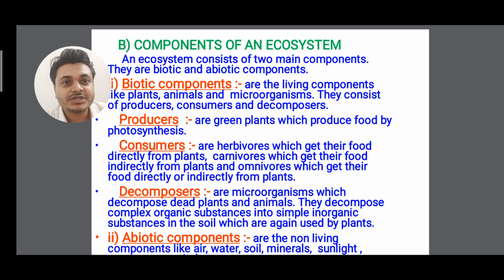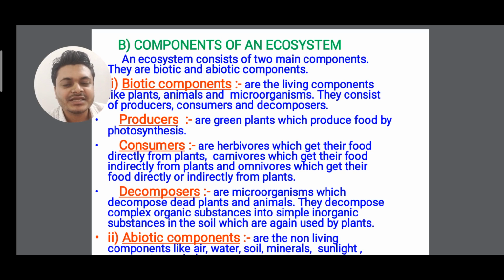Now what are producers? Producers are green plants which produce food by photosynthesis. Example, plants. Now consumers, what are consumers? Consumers are herbivores, which get their food directly from plants, carnivores, which get their food indirectly from plants, and omnivores, which get their food directly or indirectly from plants. So under consumers there are herbivores, carnivores and omnivores.